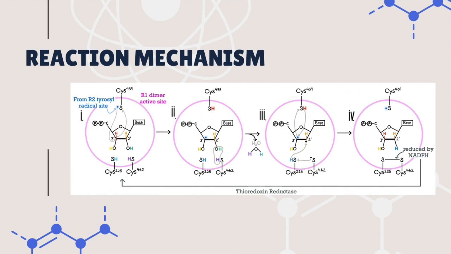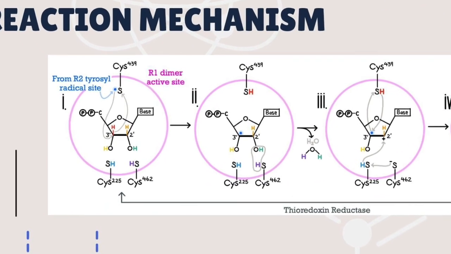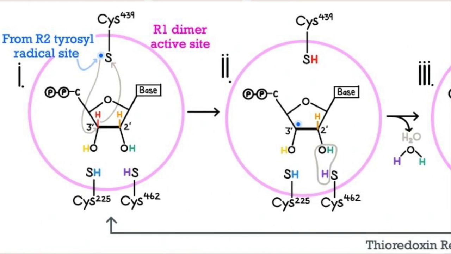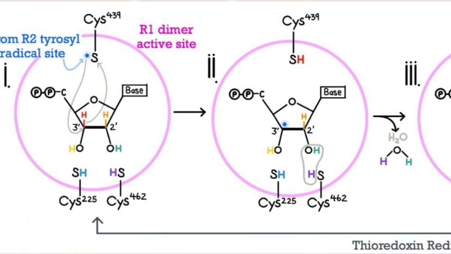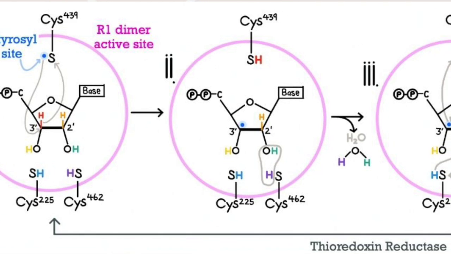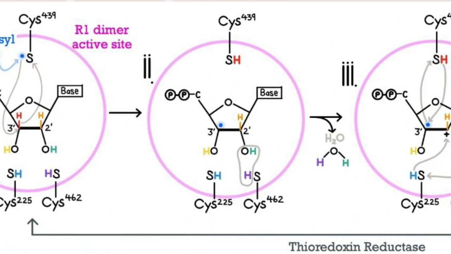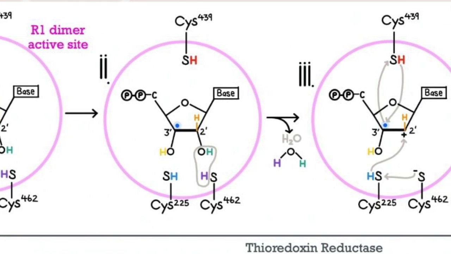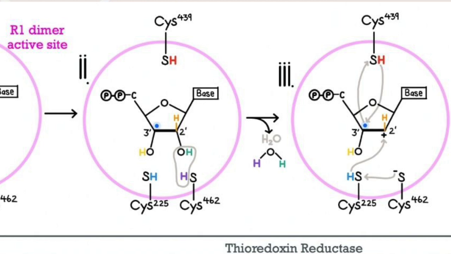The reaction starts when the free radical is formed and passed to the tyrosine radical site. From there, it is passed onto one of the R1 cysteine residues in the R1 active site. Next, the radical at the 3' carbon of the nucleotide helps remove a water molecule from the 2' carbon, preparing the nucleotide for reduction. Another cysteine donates a hydrogen atom to the nucleotide at the 2' carbon, forming a disulfide bond between 2 cysteine residues in the enzyme.